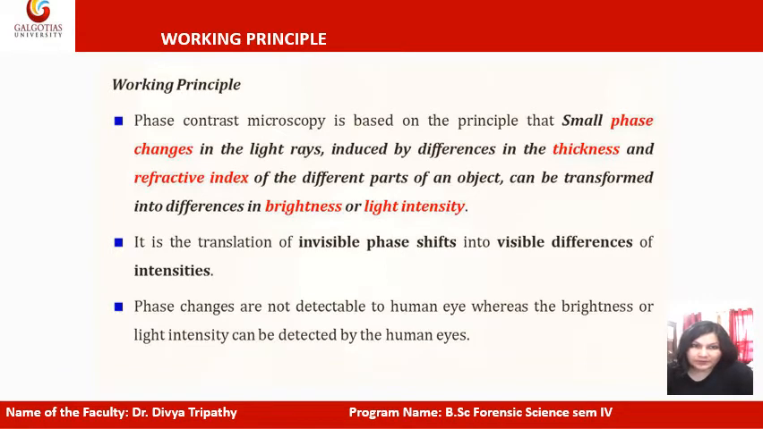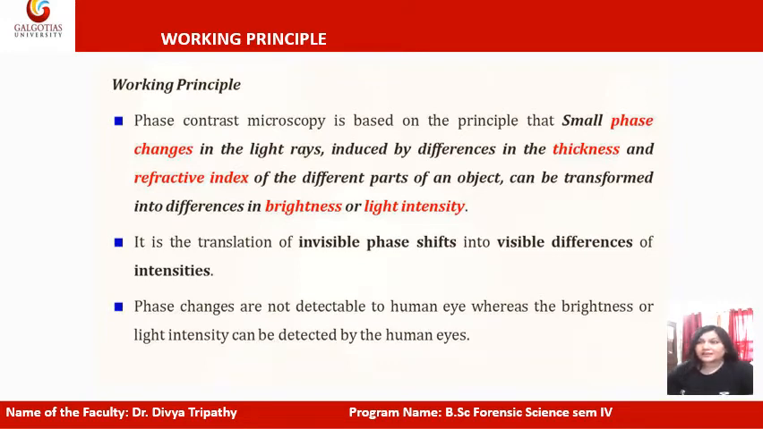Now coming to the working principle of phase contrast microscopy. The phase contrast microscopy is based on the principle that small phase changes in the light rays induced by the differences in the thickness and refractive index of the different parts of an object can be transformed into differences in the brightness or the light intensities. It is the translation of invisible phase shifts into visible differences in intensities. Phase changes are not detectable to the human eye, whereas the brightness or the light intensity can be detected by the human eye. Let's discuss in detail.